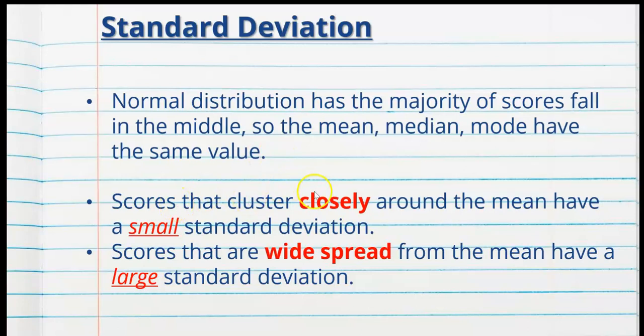So scores that cluster closely around the mean have a small standard deviation. In other words, they're not deviating much from the mean, so all the scores are around about the same as the mean score. Whereas scores that are widespread from the mean have a large standard deviation. They're deviating quite a lot, much more spread out or dispersed away from the mean. So the deviation is large, hence the term.